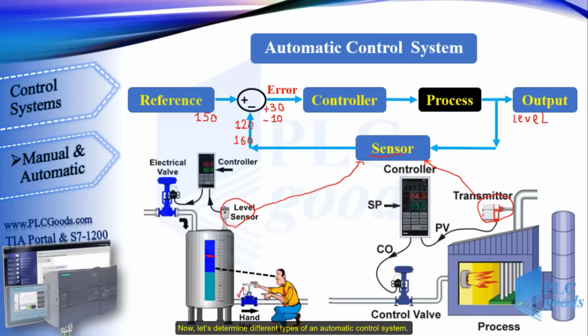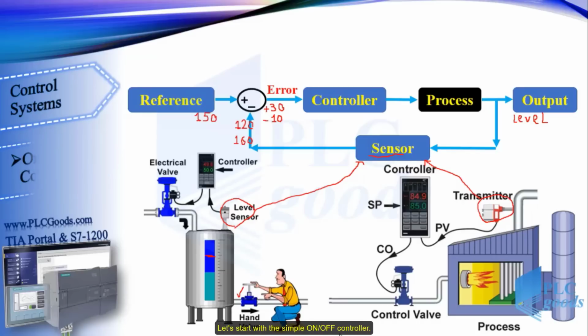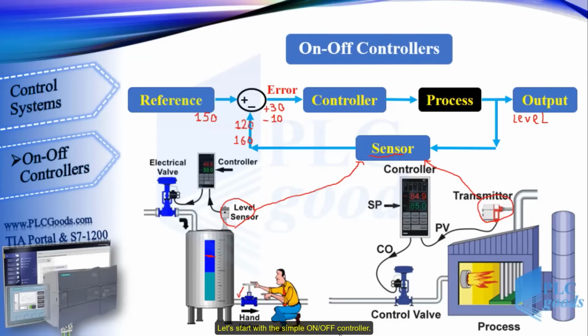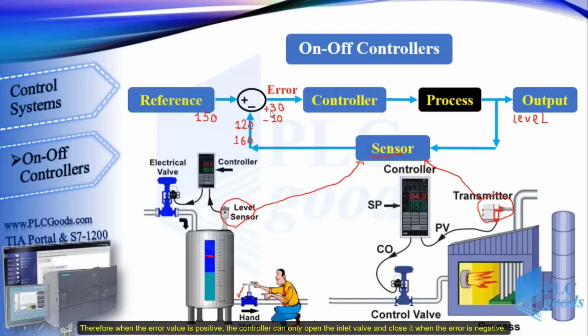Now let's determine different types of automatic control systems. Let's start with the simple on-off controller. On-off controllers are used when devices such as valves have only two modes, on and off. Therefore, when the error value is positive, the controller can only open the inlet valve and close it when the error is negative. Note that in this control method, the error sign is important, not its amount.